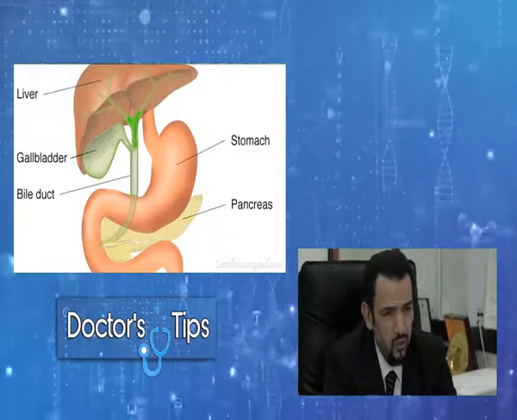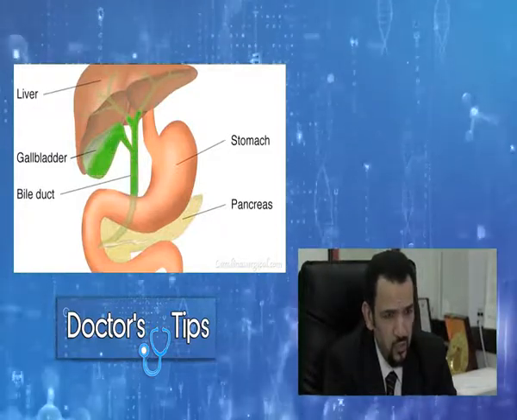The surgical treatment is a laparoscopic cholecystectomy, which is an easy and straightforward procedure in expert hands, of course, and it will be done through 3 to 4 keyholes in the abdomen. It will take about 30 to 45 minutes, and the patient usually can go home on the same day or the next day. What we do is remove the gallbladder and the stones.